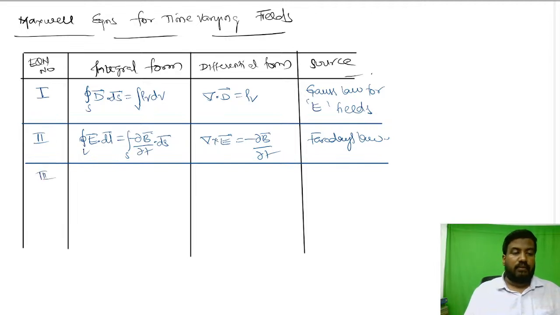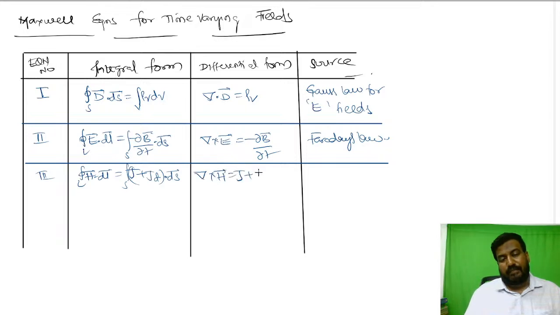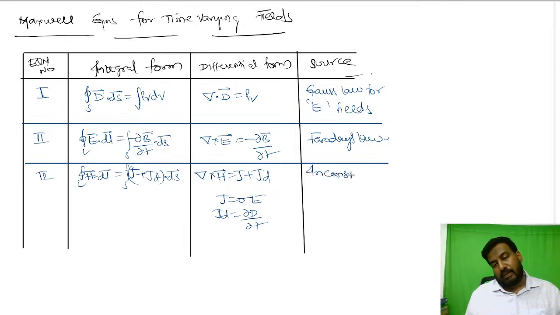Third, closed loop integral of H dot dl is the surface integral of J plus Jd dot ds. Differential form: del cross H is equal to J plus Jd, where J is the conduction current density given by sigma E, and Jd is the displacement current density given by dou D by dou t. This is from the inconsistency of Ampere's law, or simply Maxwell's contribution.